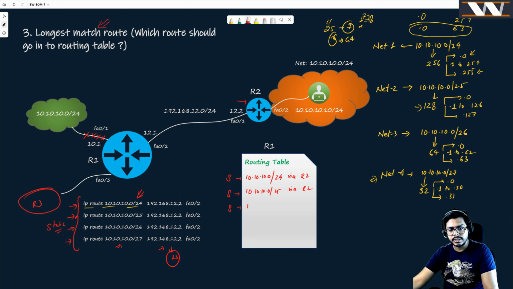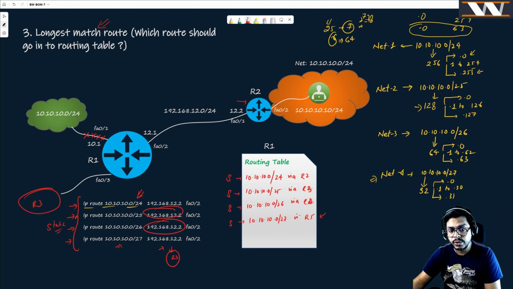Third route which is saying 10.10.10.0/26 again via R2, and maybe this could be your R3, this could be your R4, and maybe R5 also. If we have different next hop, maybe this IP address gets changed, right? And at the last, we have last one, which is saying 10.10.10.0/27 via, actually it should be R2, but I'm writing R5 so that there is no confusion.